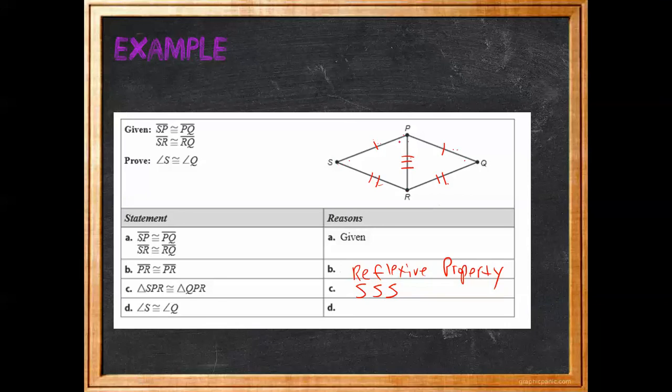And since we know that these two triangles are congruent, we can prove that angle S is congruent to angle Q by CPCTC, corresponding parts of congruent triangles are congruent. And that is the end of isosceles triangles and CPCTC.